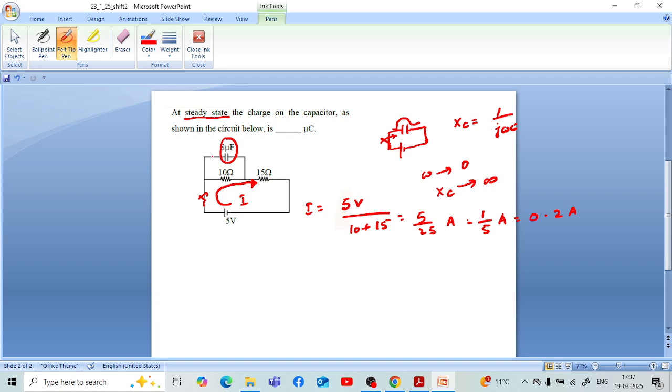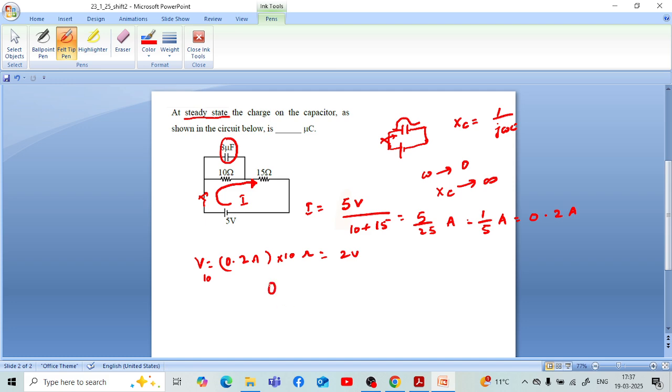And the voltage across the capacitor can be calculated now, as the capacitor is parallel with respect to this 10 ohm resistor. It means that whatever be the voltage across the 10 ohm resistor, it is the same as the voltage across the capacitor. So now the voltage across the 10 ohm resistor is given by Ohm's law as 0.2 ampere current, which is passing through it, multiplied by the 10 ohm resistance. So this comes out to be 2 volts. So 2 volt is the voltage across the resistor.